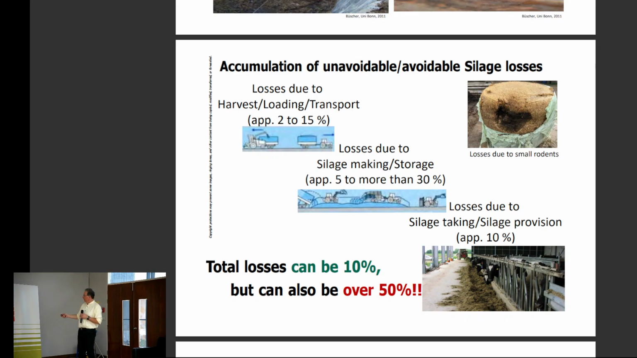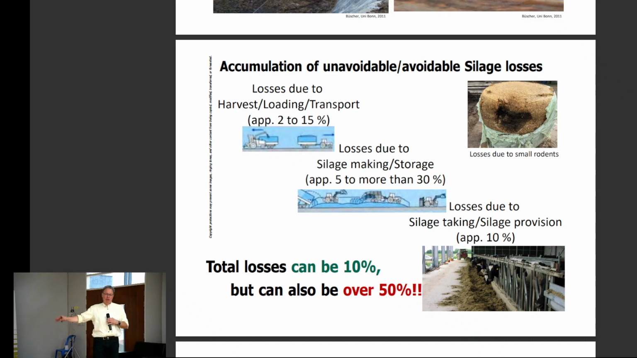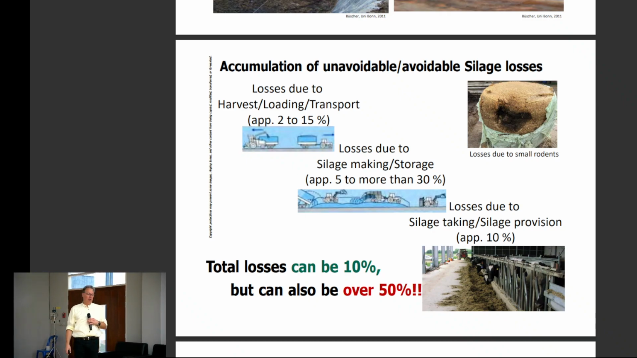Then you have losses at silo taking. That's again 10%. So if you sum them up, reaching 10% is, even under laboratory conditions, nearly not possible. But over 50% is not abnormal. And so that's the last number. That again will show you, if you lose 50% of what you produced before, then you're a bad businessman.